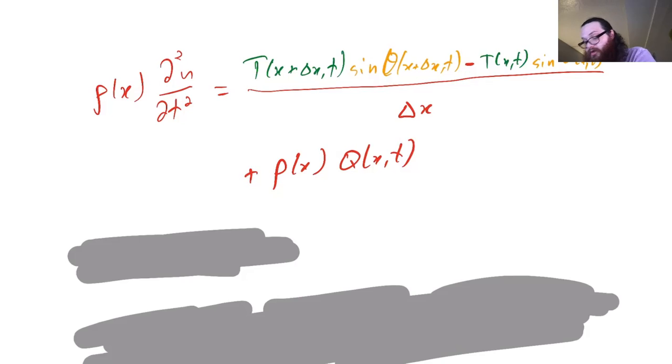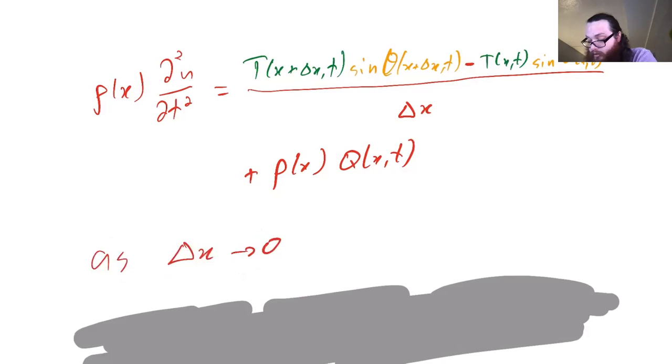So of course, the question is, what if delta x goes to 0? Take the limit as we consider a shorter and shorter segment of string.